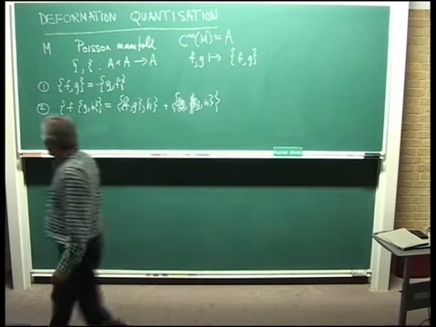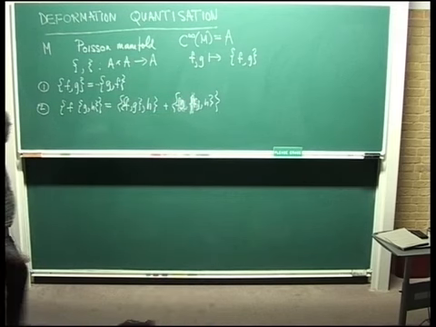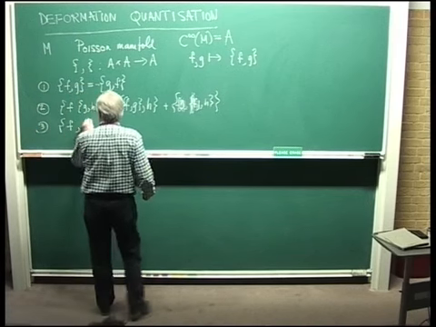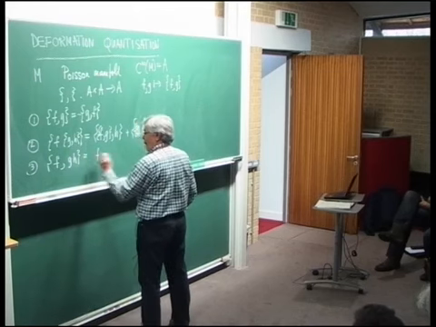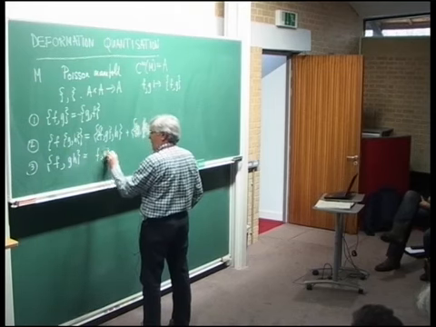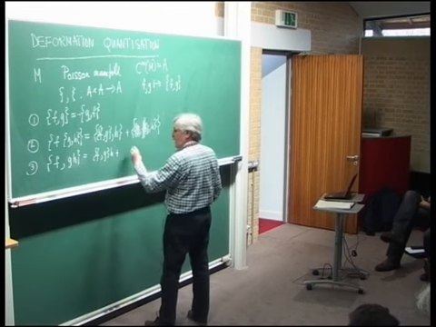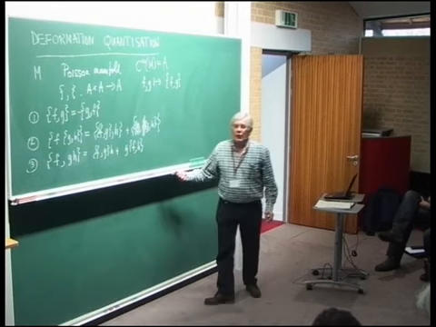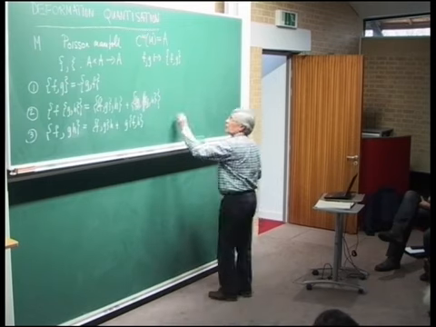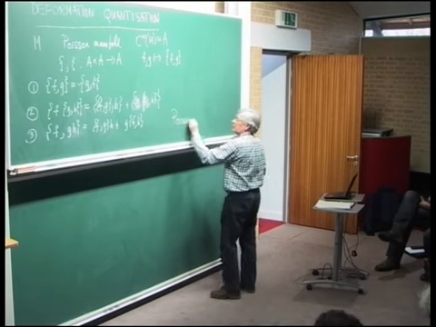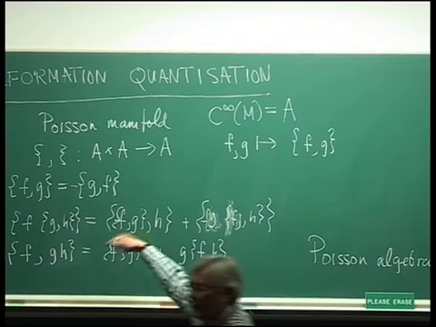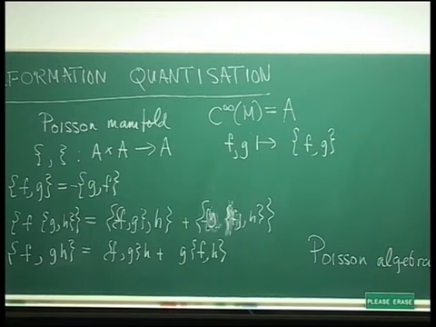Sorry, it's sometimes very difficult to see what you've written on the board, actually. And the third is that the bracket is a derivation of the product. So that's the Poisson identity. Of course, there's the notion of a Poisson algebra, which is just an algebra with a Poisson bracket which satisfies those algebraic identities. And generally, everything I say will be valid for a Poisson algebra.